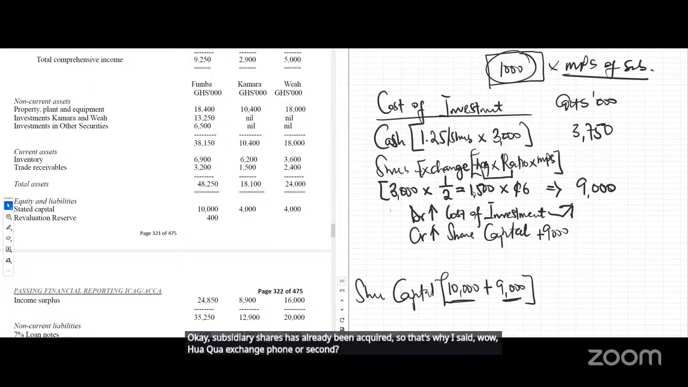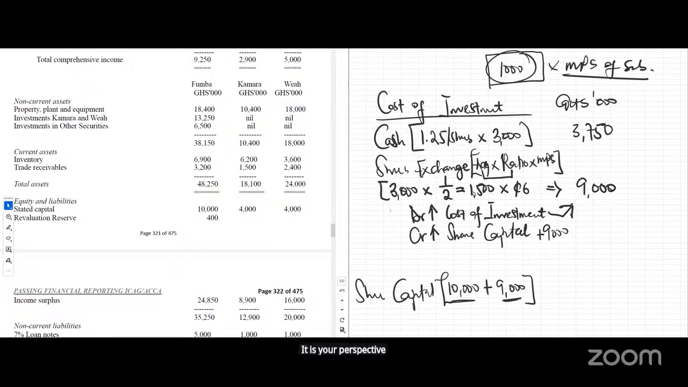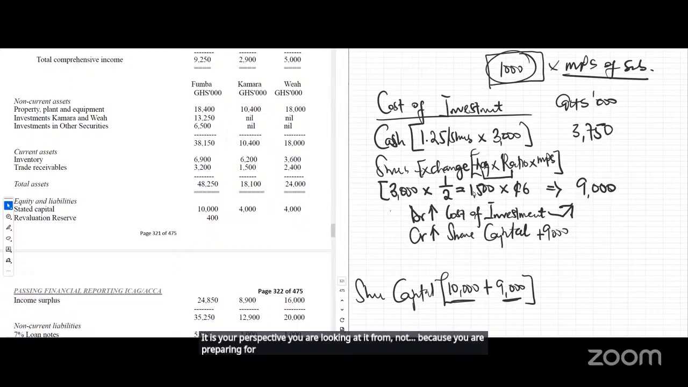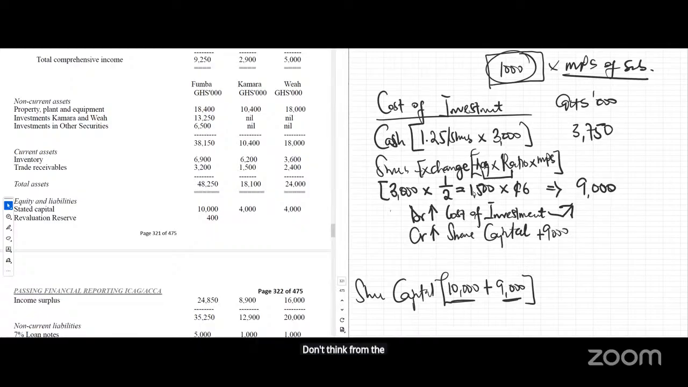It is the perspective you are looking at it from, because you are preparing for the owners of the parent. Don't think from the owners of the subsidiary. Don't look at it from the point of the subsidiary. That's what I mean. Are we okay?